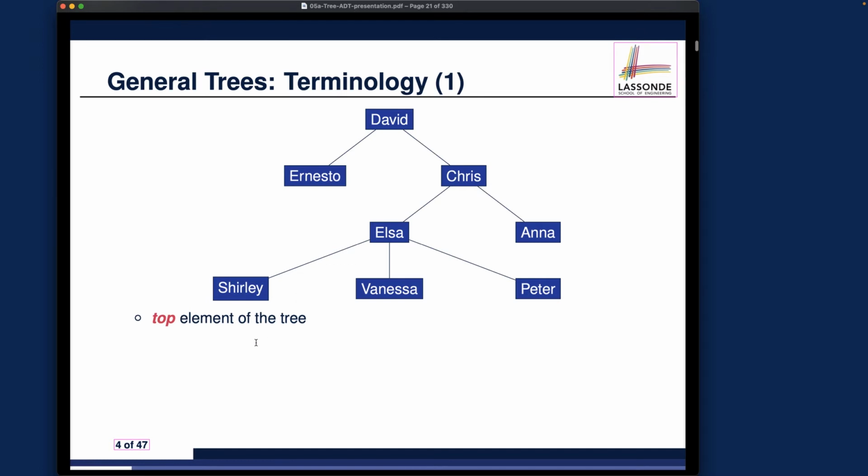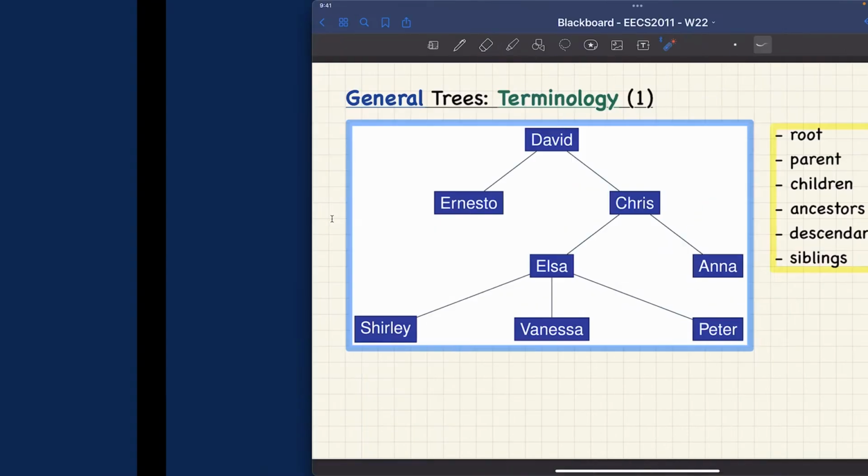There is a top element of the tree, simply the top, and it's called the root of the tree, which I already mentioned. So what will be the root of this particular family tree? Should it be Shirley, Vanessa, Peter? You might think the root should be at the bottom, but apparently it's not. It should be the top element by definition. There's only a unique root for every tree. You cannot have more than one root. So in this case, it will be David.